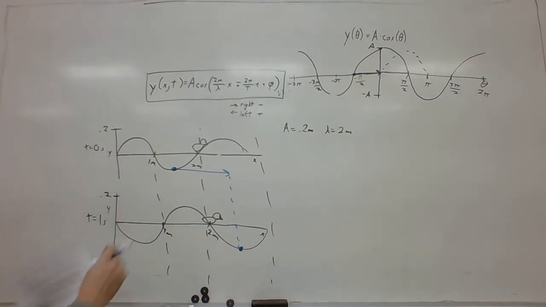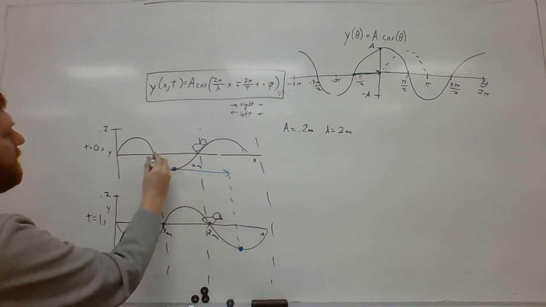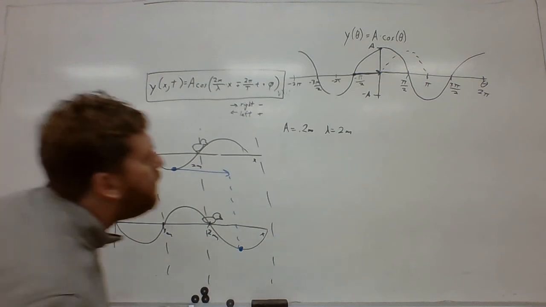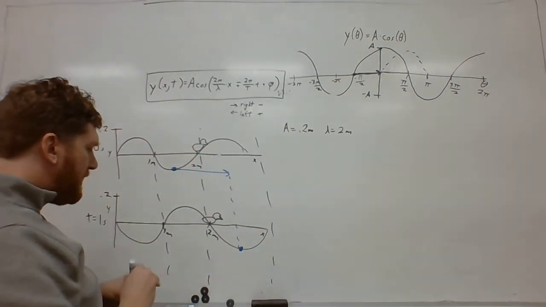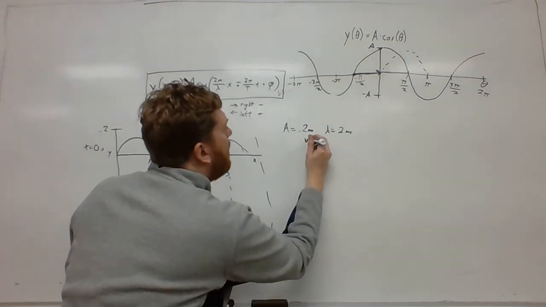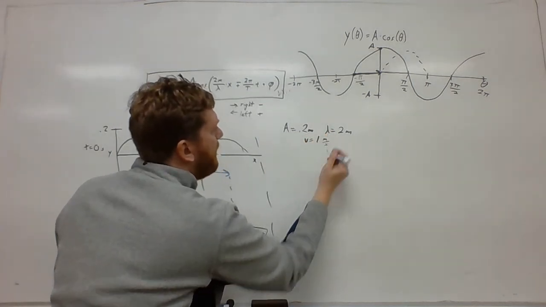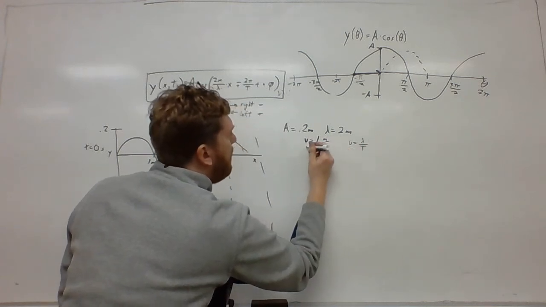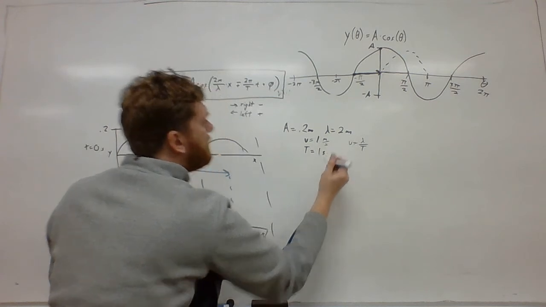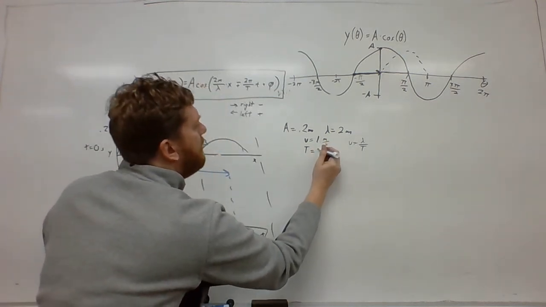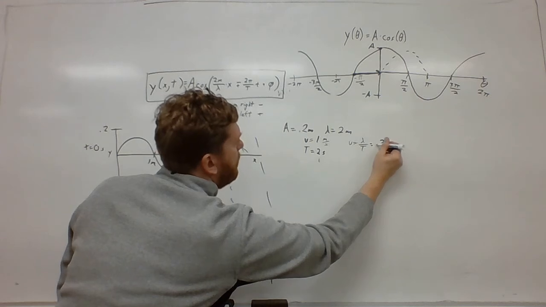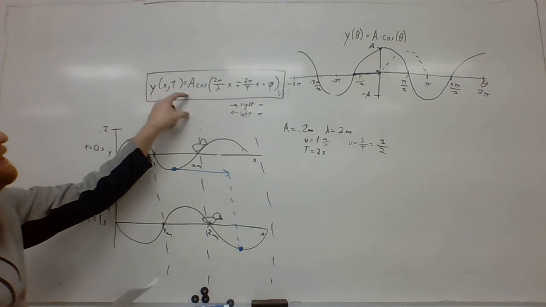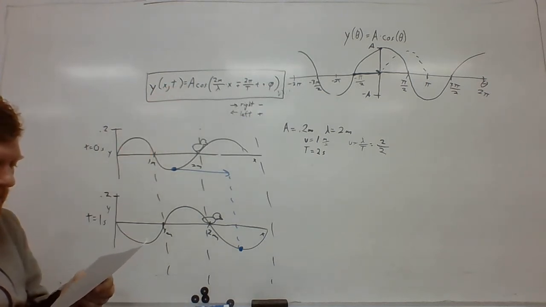How far did it move? It moved 1 meter, because I have our scale. This is a distance of 1 meter. And it took 1 second for it to travel 1 meter. And so I know that my velocity is 1 meter per second. Velocity equals wavelength over period. That means the period is also 2 seconds, because the wavelength is 2. Good. I know what the period is. I can basically fill out this equation now.